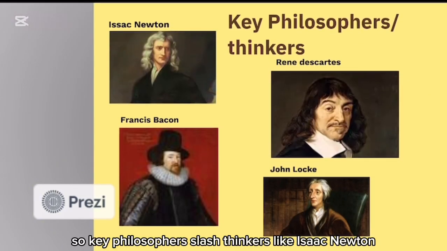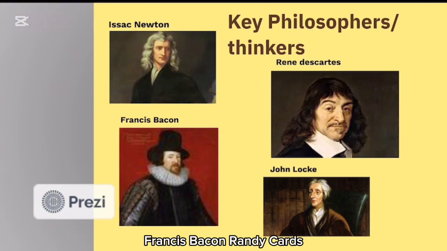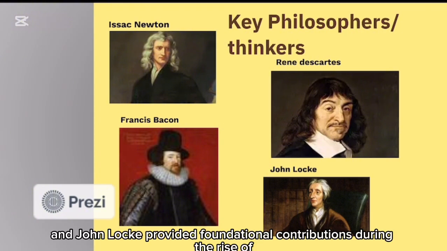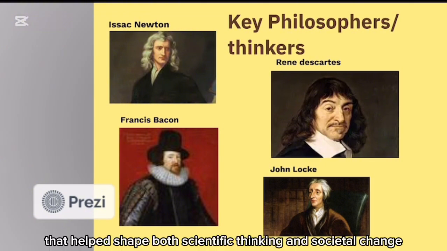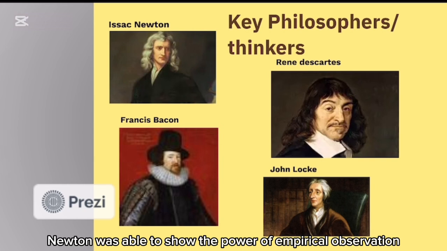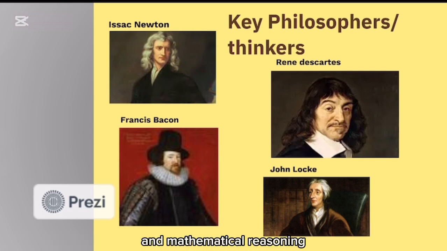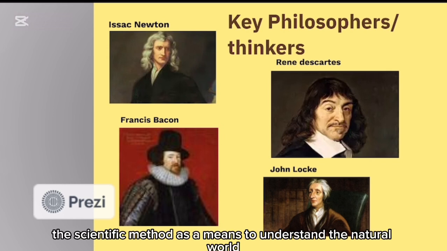So, key philosophers and thinkers like Isaac Newton, Francis Bacon, René Descartes, and John Locke provided foundational contributions during the rise of the scientific method and the Industrial Revolution that helped shape both scientific thinking and societal change. Newton was able to show the power of empirical observation and mathematical reasoning with his laws of motion and universal gravitation, thus solidifying the scientific method as a means to understand the natural world.